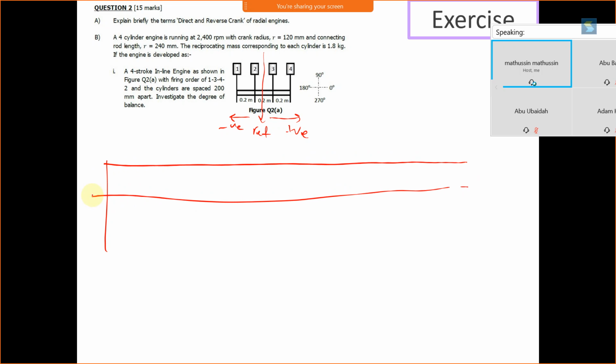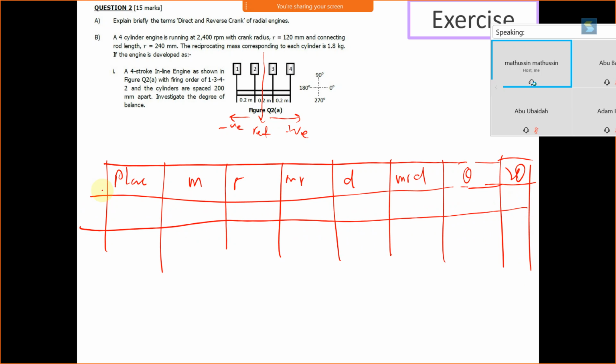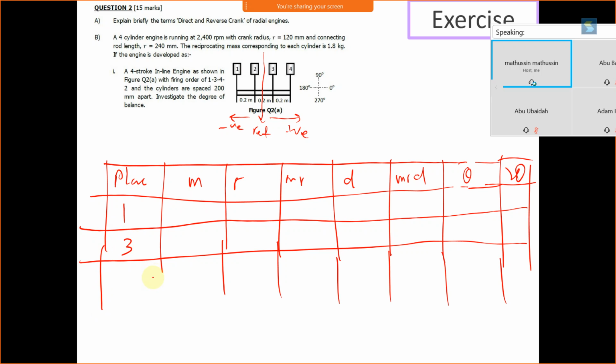Okay, construct your table. We have plane, M, R, MR, D, theta and 2 theta. So this is plane. First is based on firing order 1. Okay, 1. We also have next is 3. We have 4. And last one we have 2.